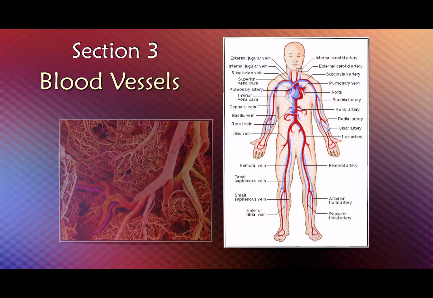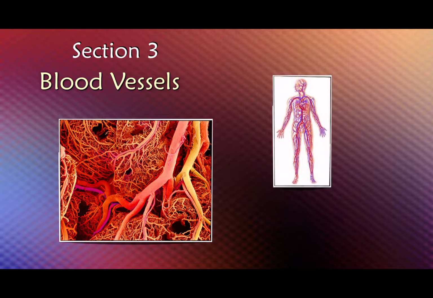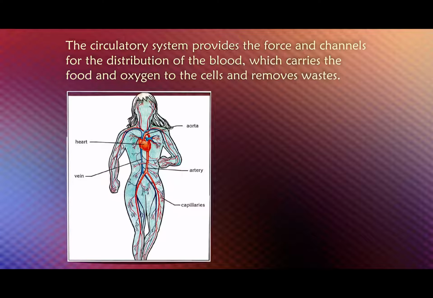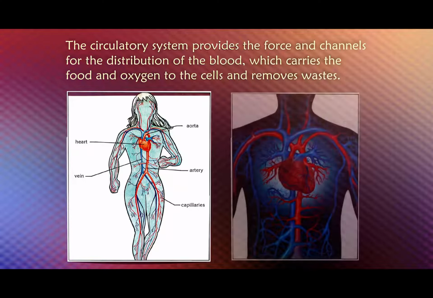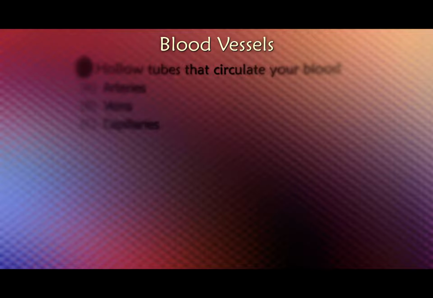On to your handouts. So we are talking about blood vessels. So the circulatory system, remember, it's the heart, it's the blood, and it's the vessels. The circulatory system is what provides the force and the channels, in other words, the pathways, for taking the blood to everywhere in your body, to every cell, to all the tissues, bringing the food, the oxygen, and then, of course, as you remember, removing any wastes, things that are harmful for your body.